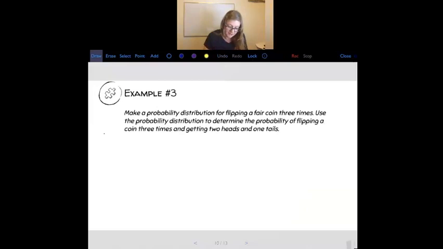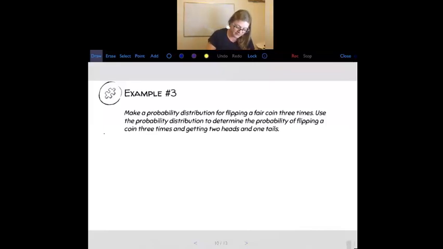Okay. Make a probability distribution for flipping a fair coin 3 times. Use the probability distribution to determine the probability of flipping a coin 3 times and getting 2 heads and 1 tail. Okay. So for this problem, when you're listing out the possible results, I tend to either try to list them out or you can diagram them out.